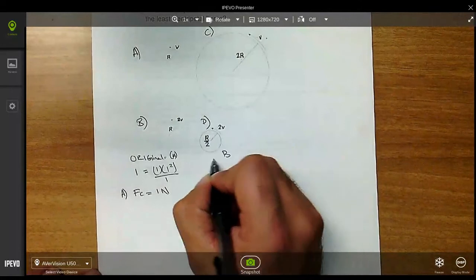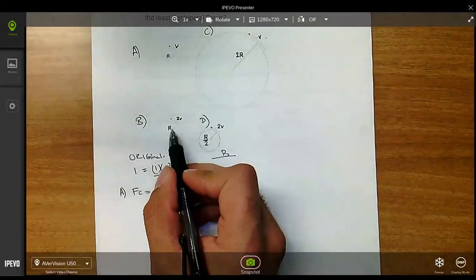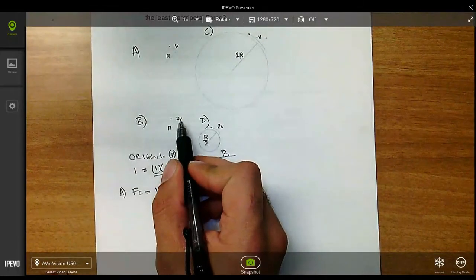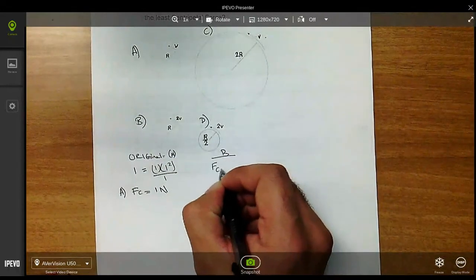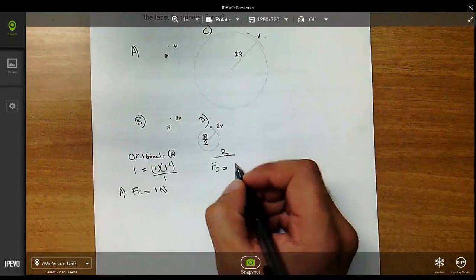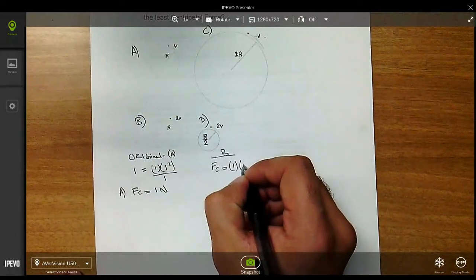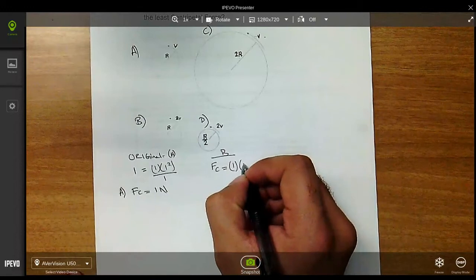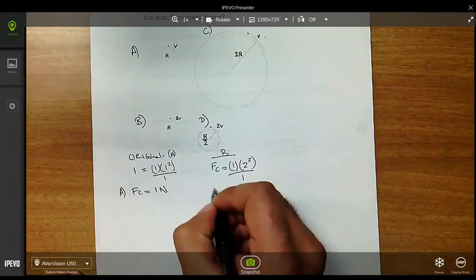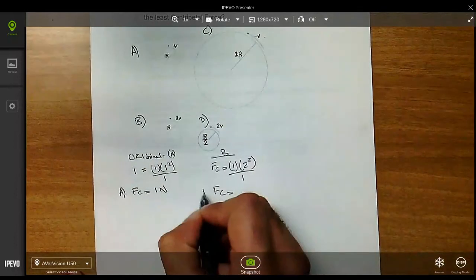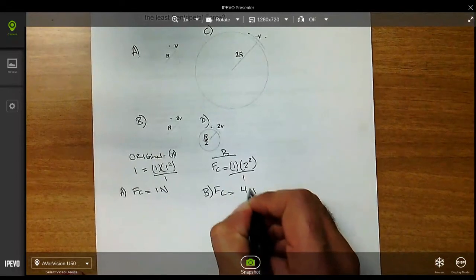For letter B, that's our new one. We're going to have to keep doing it for each one now. For letter B, r is still the same as what it was. However, we are twice the velocity. So we're solving for Fc, our unknown. It's the same object, so the mass remains the same. What changes for this one is that the velocity goes from 1 to 2, because it's twice the velocity of the original. And this is 2 squared. Radius is still r, so this would be 1. So Fc here for letter B would be 2 squared is 4, 4 times 1 divided by 1, it's 4 newtons.